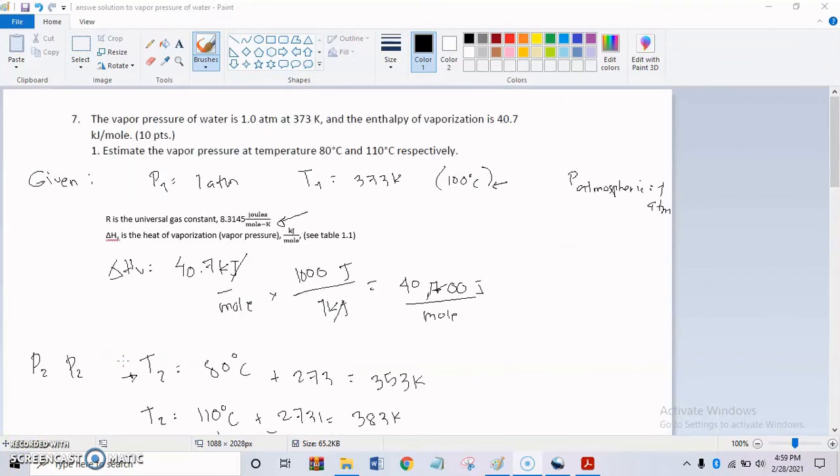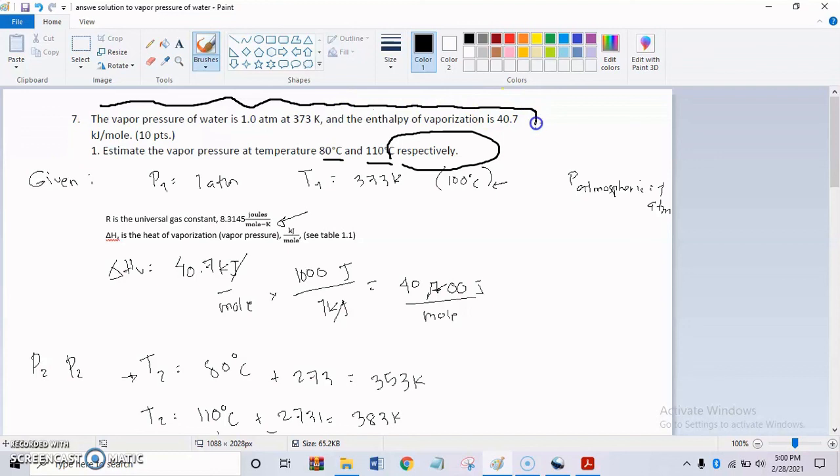And isa pa, sa pag-intindi nyo sa question, nakasulat kasi din estimate the vapor pressure at temperature 80 degrees Celsius and 110 degrees Celsius respectively. Pag sinabi ni respectively, similar siya sa word na individually. Ibig sabihin, you are estimating vapor pressure at 80 degrees Celsius daw, and another na 110 degrees Celsius with the same conditions. Itong nasa taas na conditions.